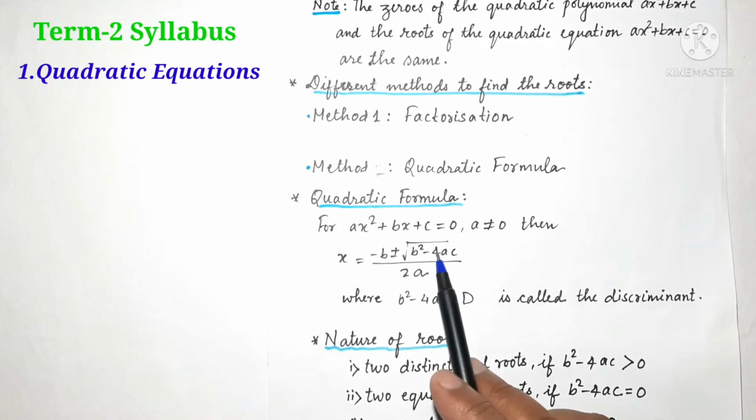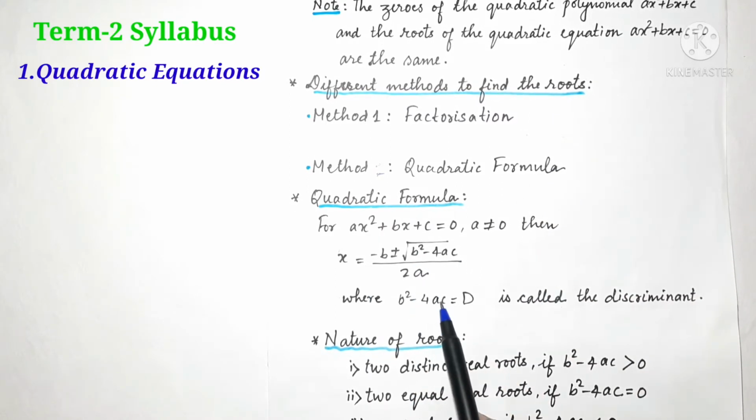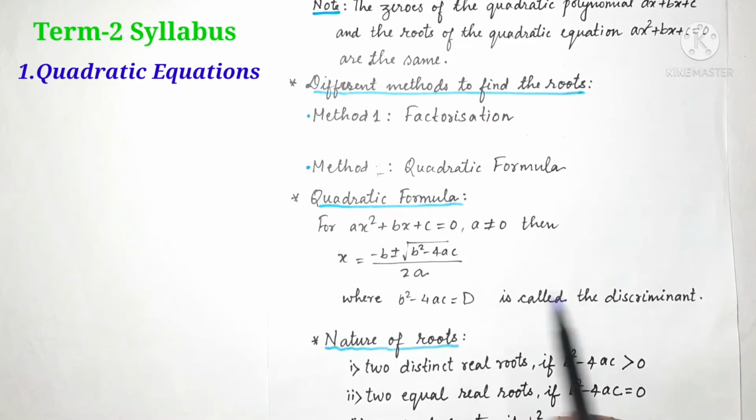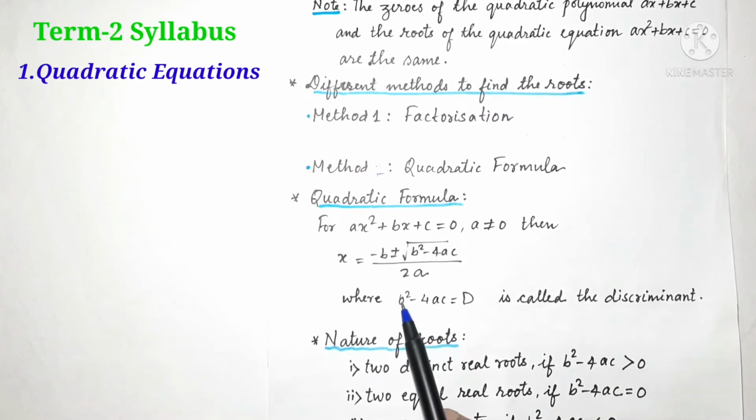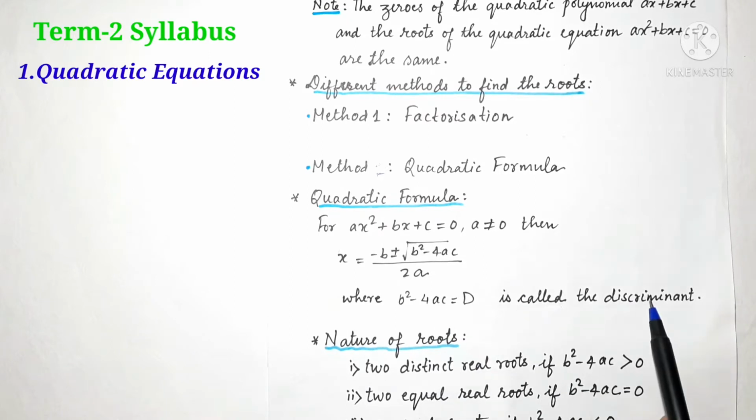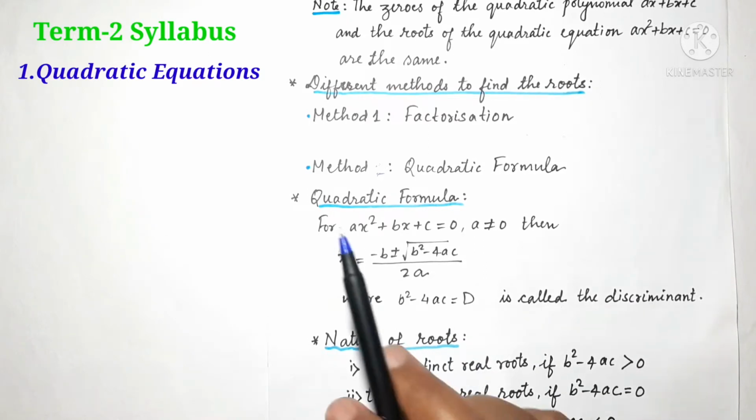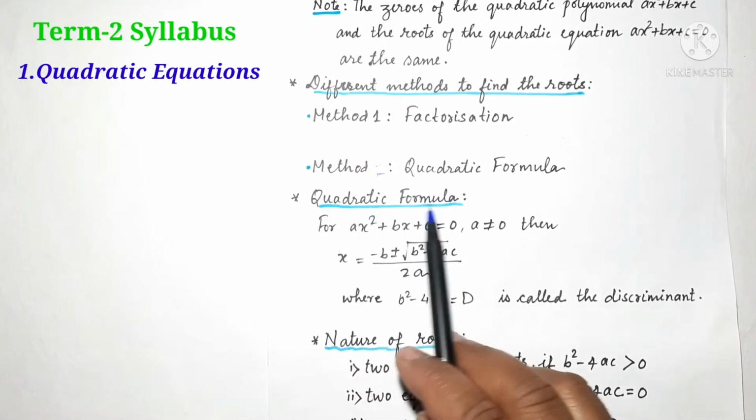And what is b square minus 4ac? b square minus 4ac is equal to D. Now D is a discriminant. That means b square minus 4ac is called the discriminant. That is your third topic, quadratic formula.